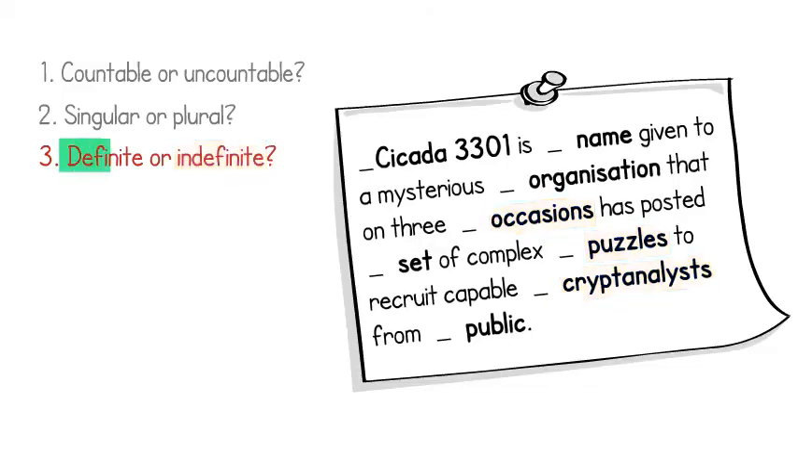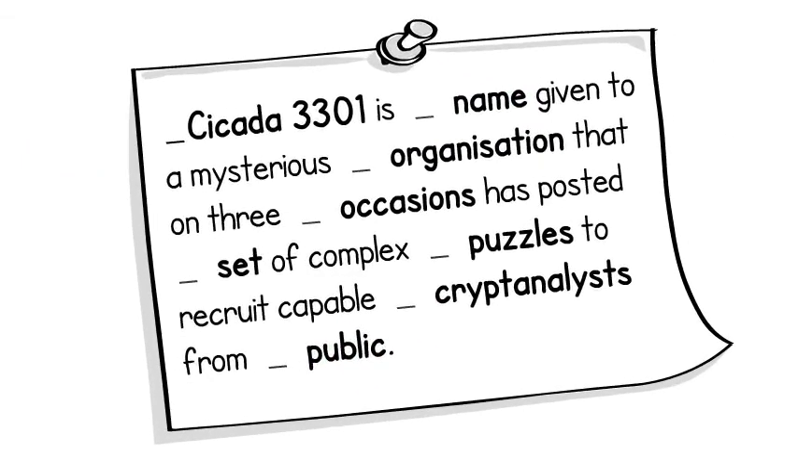There are two definite nouns, name and public. The noun name is unique. It is the single name of this internet group, and public is an adjective that is being used to describe a group of people. These two nouns need the. So the answer is: Cicada 3301 is the name given to a mysterious organisation that on 3 occasions has posted a set of complex puzzles to recruit capable cryptanalysts from the public. Did you get it right?